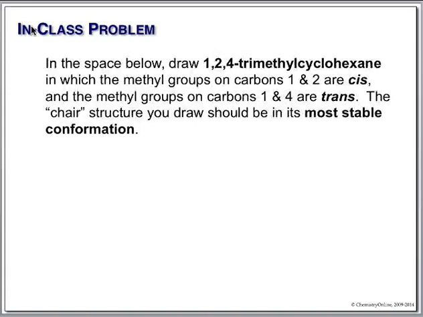All right, we're making a cyclohexane again. It's a 1,2,4-trimethyl. We are told that methyl groups on 1 and 2 are cis, and 1 and 4 are trans. As always, we want the most stable. So we're going to start off drawing, again, a perfect cyclohexane. And I put valences here in carbons 1, 2, and 4. Now, because we want our most stable conformation, we're going to try to get as many things equatorial as we can.